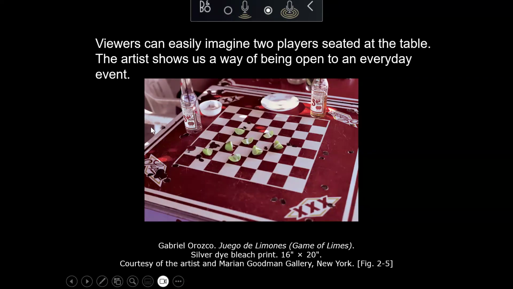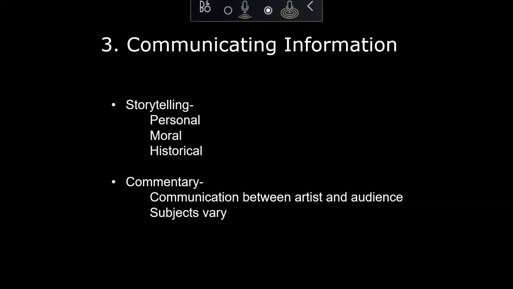We think it's outside because of these particular types of chairs and the reflections that we see here in these bottles. One over here isn't completely drunk yet, and we have an empty plate, that's probably where the limes were. But again, I hear all sorts of different stories, but the viewers can easily imagine that there were two players seated at the table. And the artist shows a way of being open to an everyday event, but that it can also be visual delight.